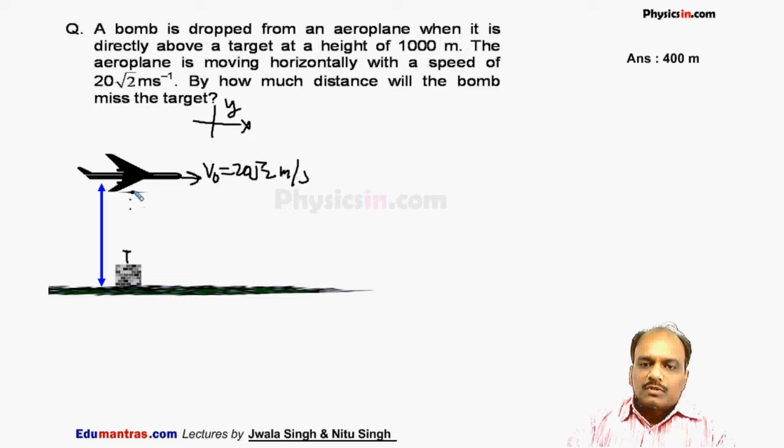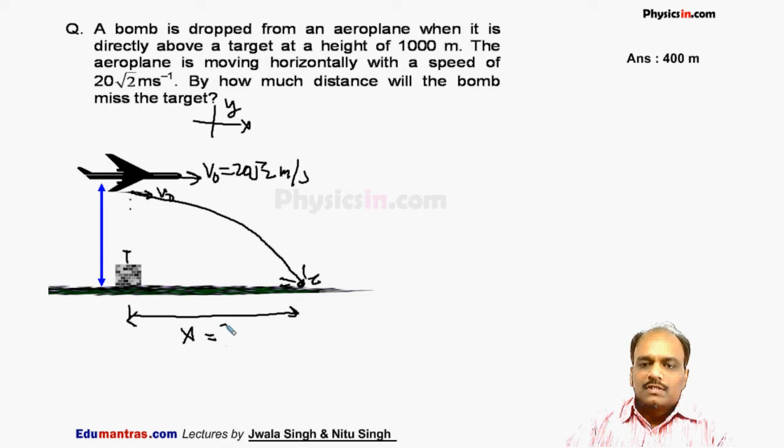So this bomb is also moving with the same speed v0 when it is dropped, and it will follow a path like this. It will strike somewhere here and here it will explode. Now this distance is the distance by which the bomb will miss the target. This is x. Now we have to calculate this x. This height is given, it is 1000 meter.